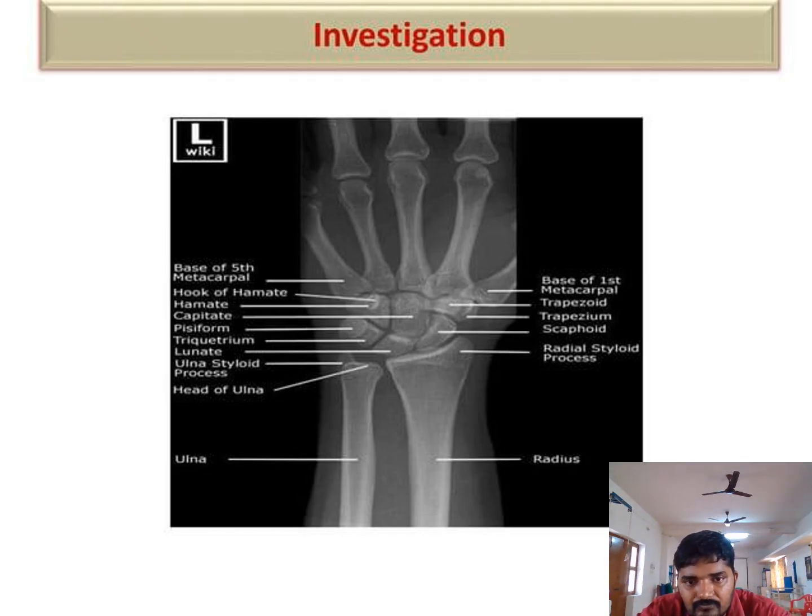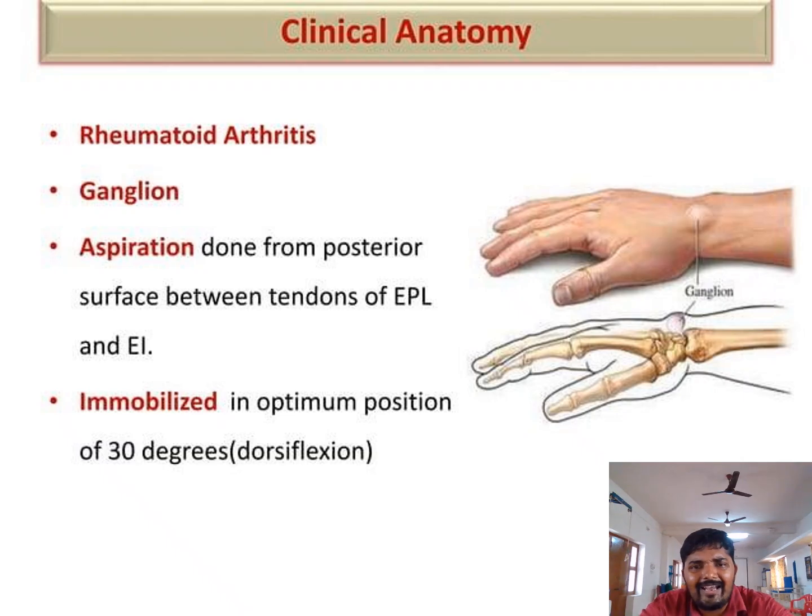In clinical anatomy of the hand, mainly for rheumatoid arthritis. Ganglion aspiration is done from the posterior surface between the tendons of extensor pollicis longus and extensor indicis. Immobilization is in the optimal position of 30 degrees of dorsiflexion.